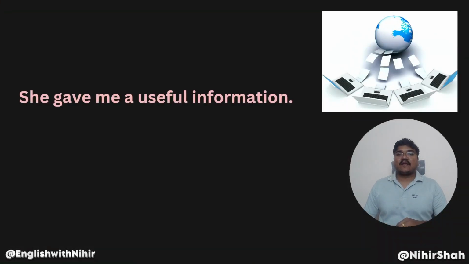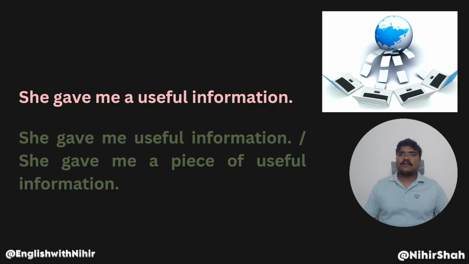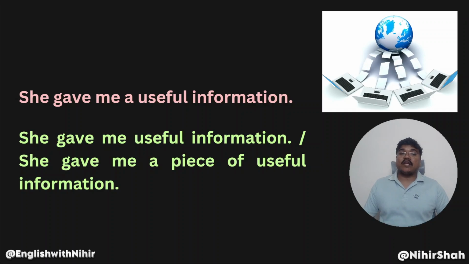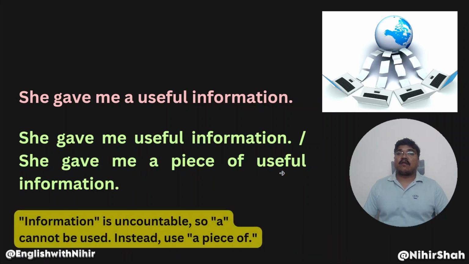She gave me a useful information. Can you find the mistake here? The correct answer is she gave me useful information. Or you can also write she gave me a piece of useful information. Why? Because information is uncountable. For uncountable nouns, we don't use a or an. We use them only for countable nouns.